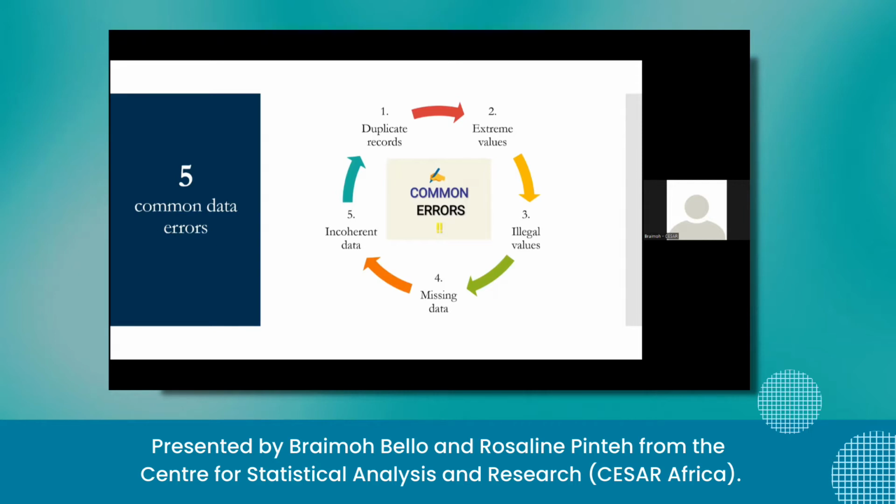Of course, these are by no means exhaustive. Number 1 is duplicate records. Number 2 is extreme values. Number 3 is illegal values. Number 4 is missing data. Number 5 is incoherent data. So I'm going to talk about these 5 common types of data errors in this PowerPoint lecture, and then we go to a practical session where I demonstrate how to detect them and how to correct them.